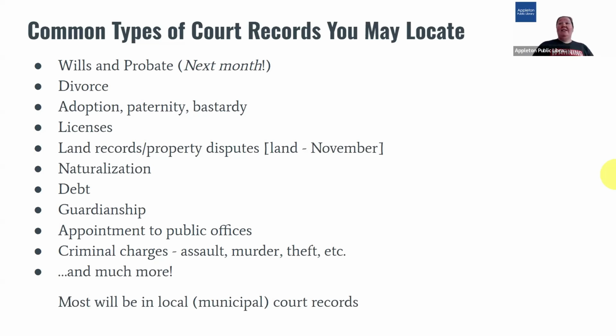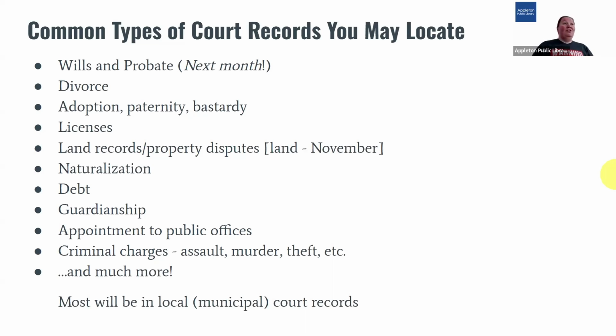Guardianship, sometimes that happens if both the parents aren't able to care for their children, or perhaps they pass away and then they need to have a legal guardian appointed for those children. Those are going to be in the court cases. Maybe they were appointed to a public office. They might have some sort of records of those as well.